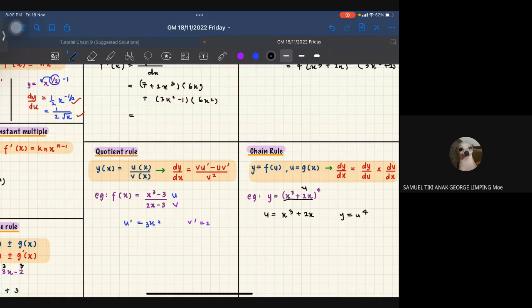Okay, so daripada sini apa yang kita nak buat, kita akan differentiatekan u with respect to x. So I have du dx. Okay, so dapat apa kat sini? So I get 3x square plus 2. Okay, and then from y, I will differentiate it with respect to u. So I get dy du, which is equals to, dekat sini saya dapat apa?